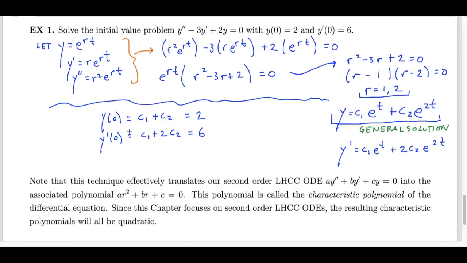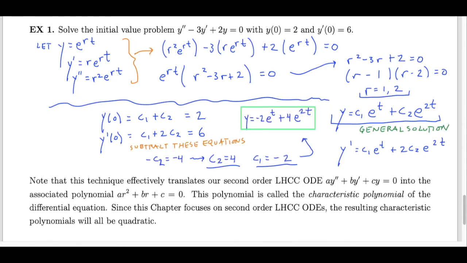This yields a little system of equations, two unknowns, two equations in terms of C1 and C2. You can use whatever technique you're most comfortable with, substitution, elimination, to continue the necessary algebra to be able to solve for C1 and C2.